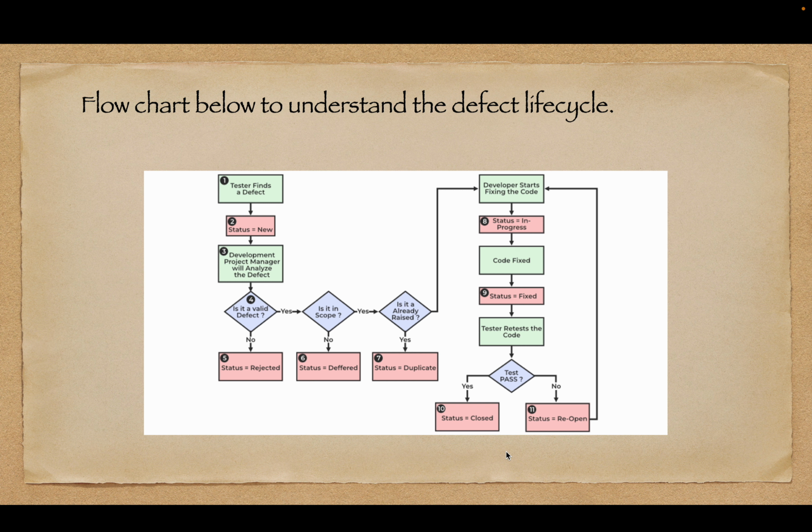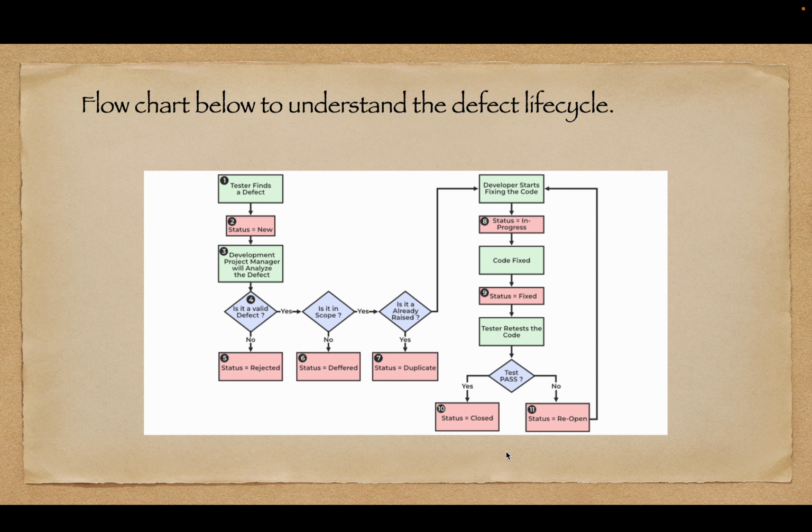If the defect is valid, then it is checked whether the defect is in scope or not. If not, then the defect status is changed to deferred. If the defect is in scope, then the manager checks whether a similar defect was raised earlier. If yes, then the defect is assigned duplicate. If the defect was not already raised, then the manager starts fixing the code and the defect is assigned the status in progress. Once the defect is fixed, the status is changed to fixed.